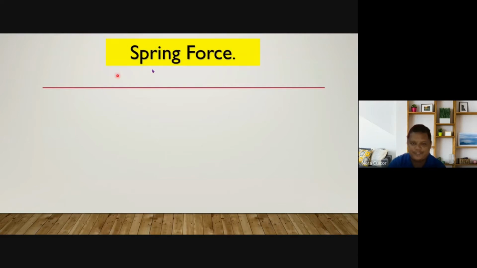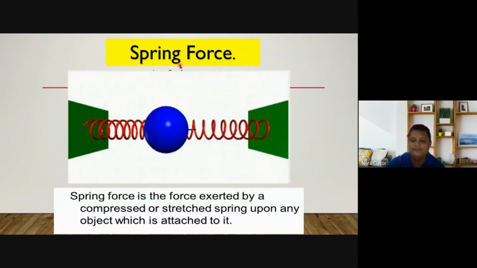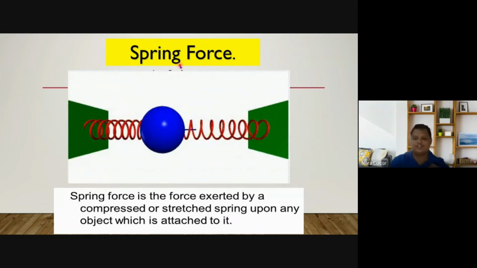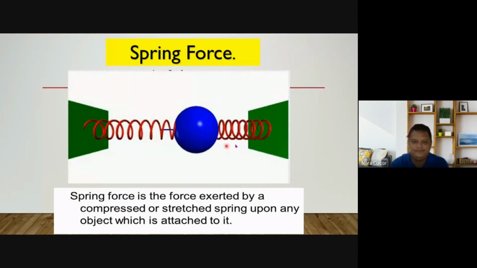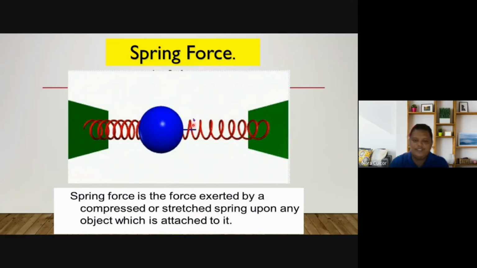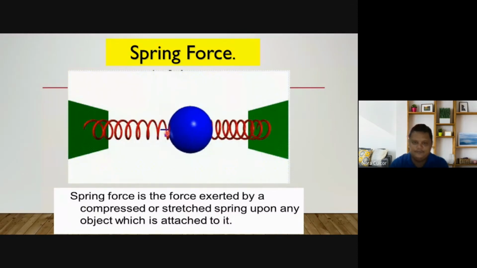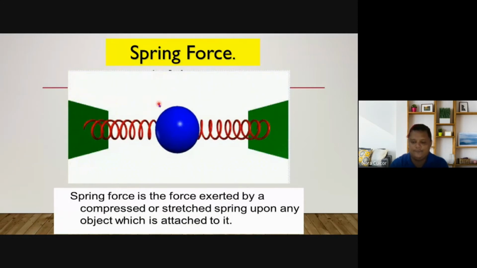Next one is spring force. Spring force is the force exerted by a compressing or stretching spring upon any object which is attached to it. So this is also an example of spring force. Now, this is the object coming back and forth because of the spring, no? Spring force is one example of a contact force.